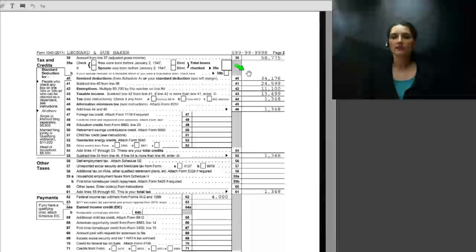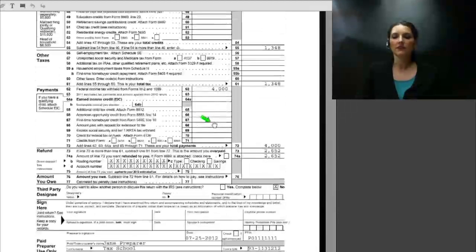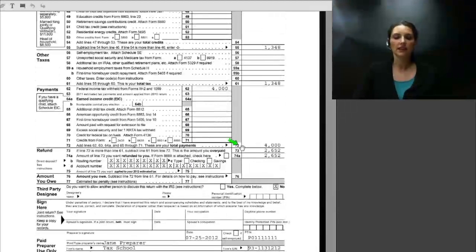We then enter the exemption deduction in the amount of $11,100, and we get taxable income of $13,499. The tax on that is $1,348. Since they had $4,000 of federal withholding showing on Leonard's W-2, there is a refund of $2,652 that is coming to them.